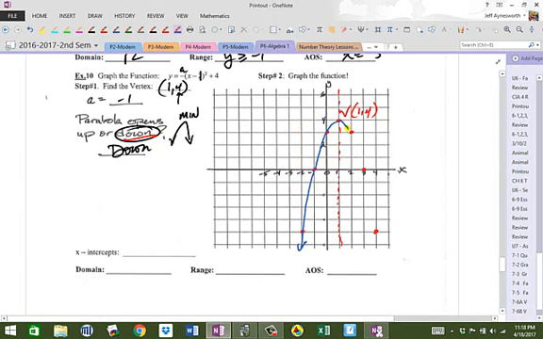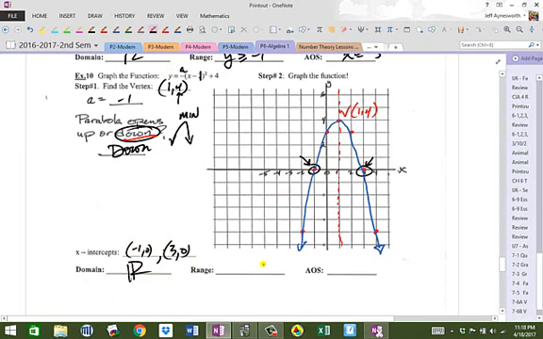Okay, it's that simple, guys. You just have to get used to it, that's all. In this case, we have these two x-intercepts right here. We have one at -1, so -1 comma 0, and then we have 3 comma 0.